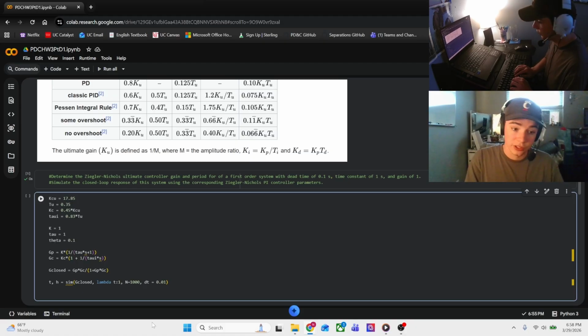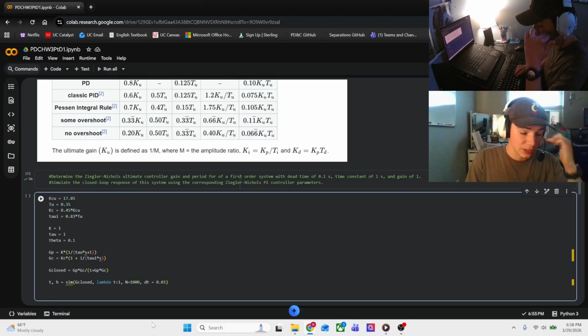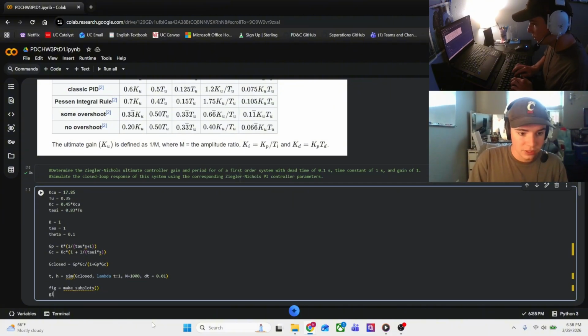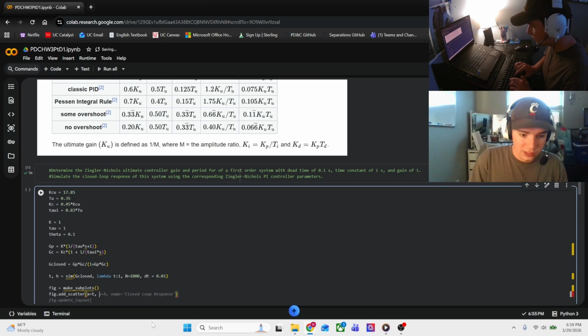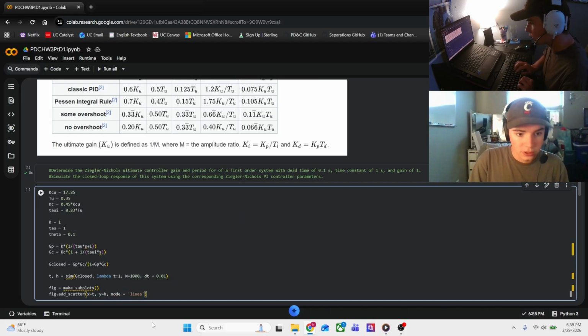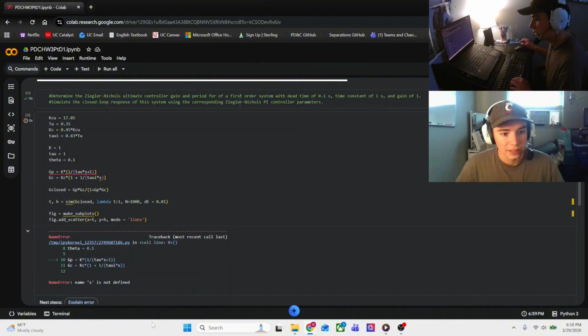Going on from there, I think we're good to go ahead and make our plot. So we can say fig equals make subplots. We can do fig dot add scatter. We're going to have our x equal to our t as usual, our y equal to our h, and our mode is going to be lines.